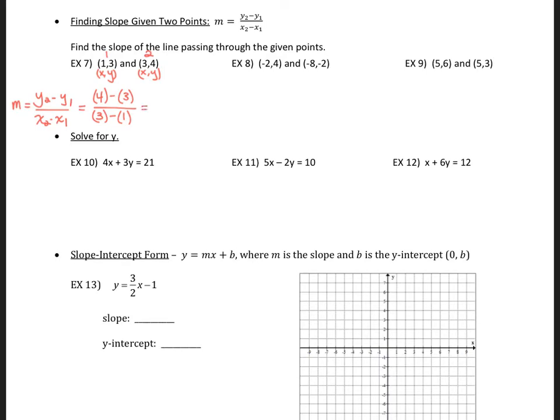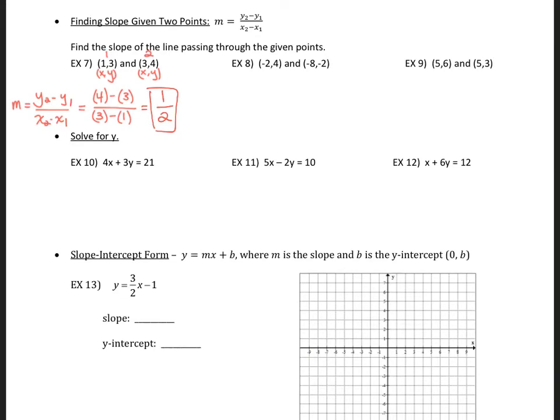We simplify the top to be 1. We simplify the bottom to be 2, right? 4 minus 3 is 1. 3 minus 1 is 2. And then we simplify the fraction if you need to. In this case, we don't need to. It's 1/2. That's awesome. So that's what it looks like to find the slope of a line given 2 points.